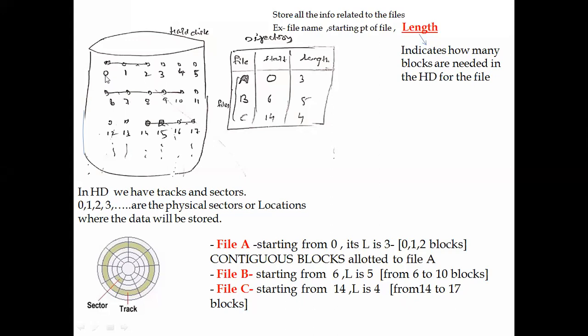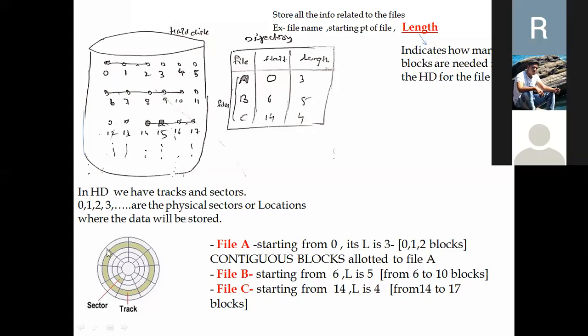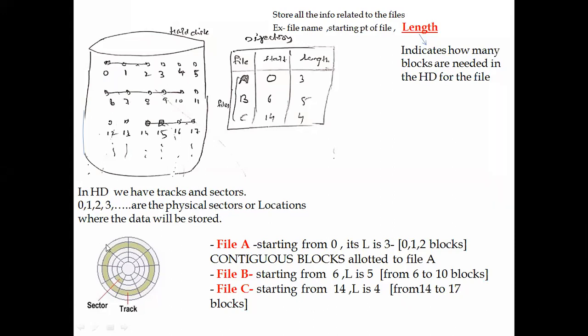I repeat, these numbers 0, 1, 2, 3 that you're seeing are all the physical sectors, or the locations where the data will be stored. And if you are not able to recall the meaning of these physical sectors and tracks, you can simply see this diagram.